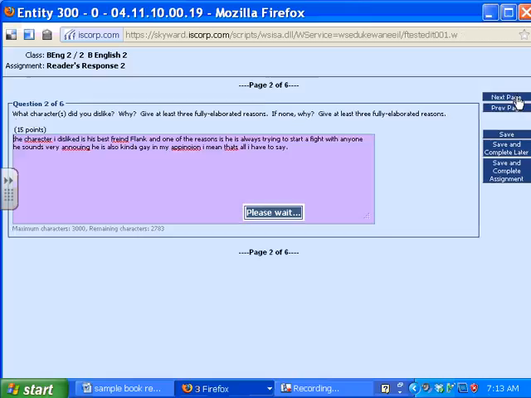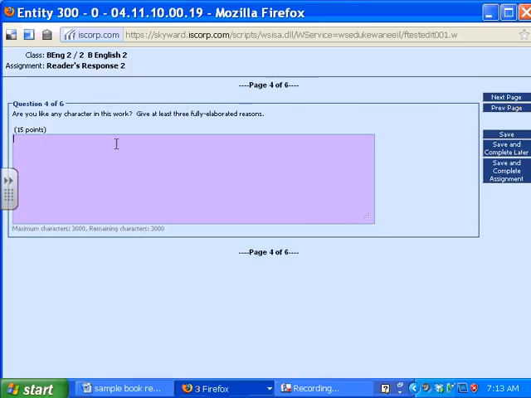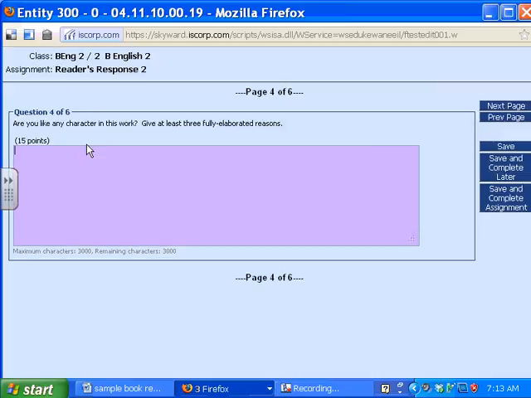This student has already given some responses for 3 of the questions. That's sometimes a good idea, to start on a little bit more than is required, so that if one of your answers doesn't turn out very well, you can delete it or decide not to use it for your final submission. I'm going to give you an example of question 4: are you like any character in this work? Give at least 3 fully elaborated reasons.